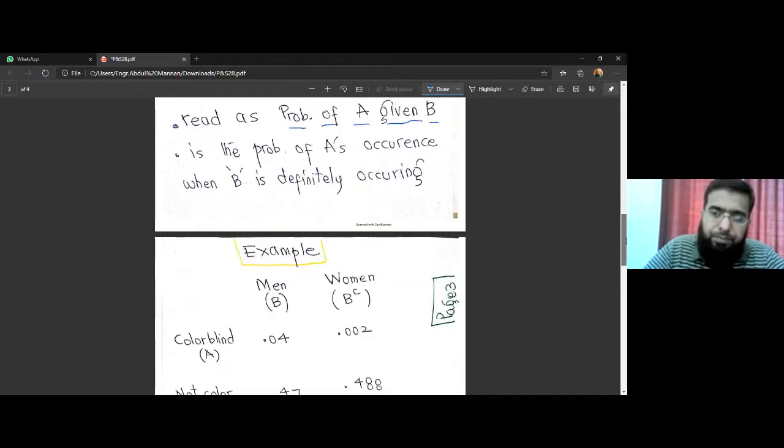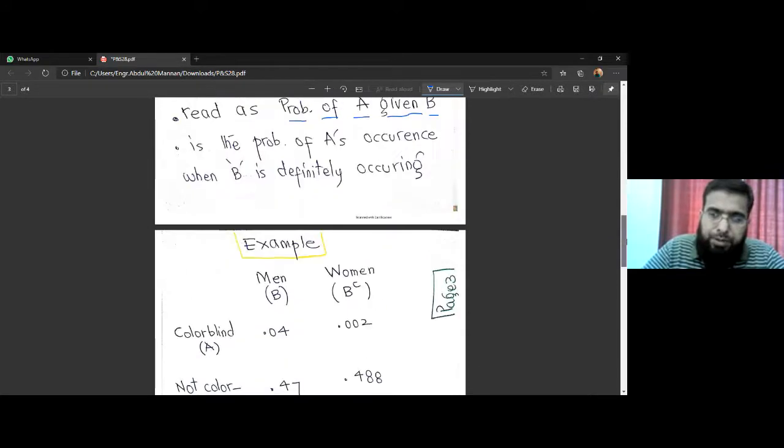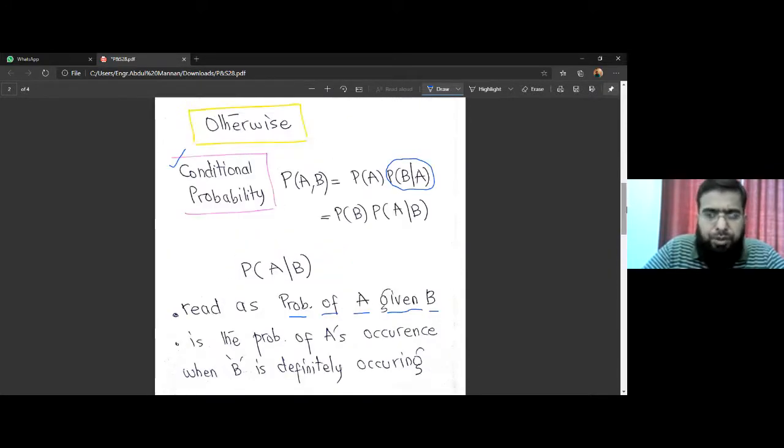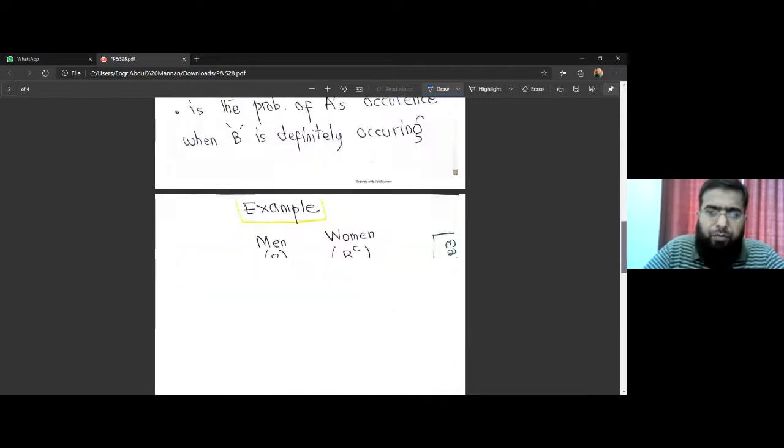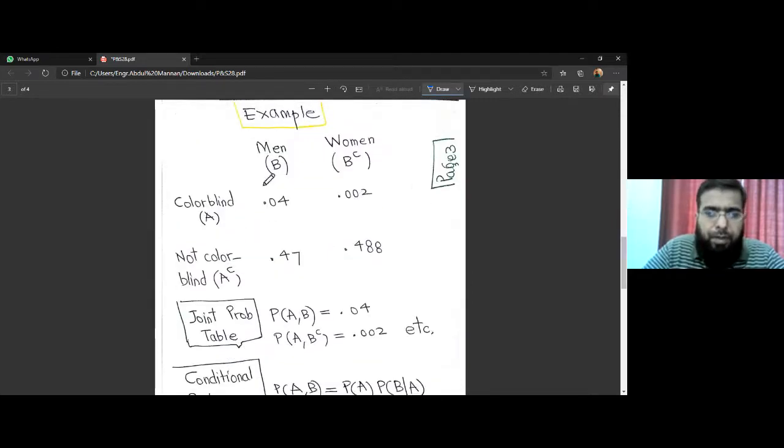To further understand these two events and to check whether two given events are independent or not, we will solve a simple example involving this table. The table has two rows and two columns. In row number 1, we have colorblind, which we call event A. In row number 2, we have people who are not colorblind, A complement. In column 1, we have men. In column 2, we have women, B complement.